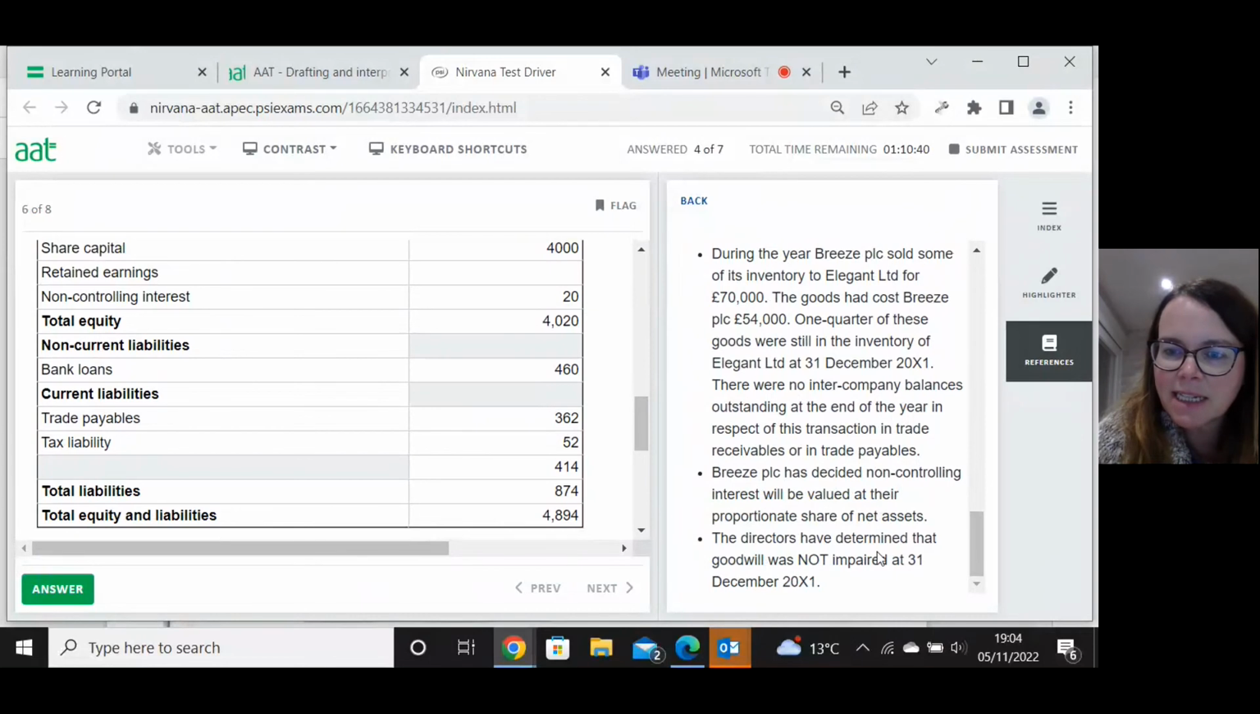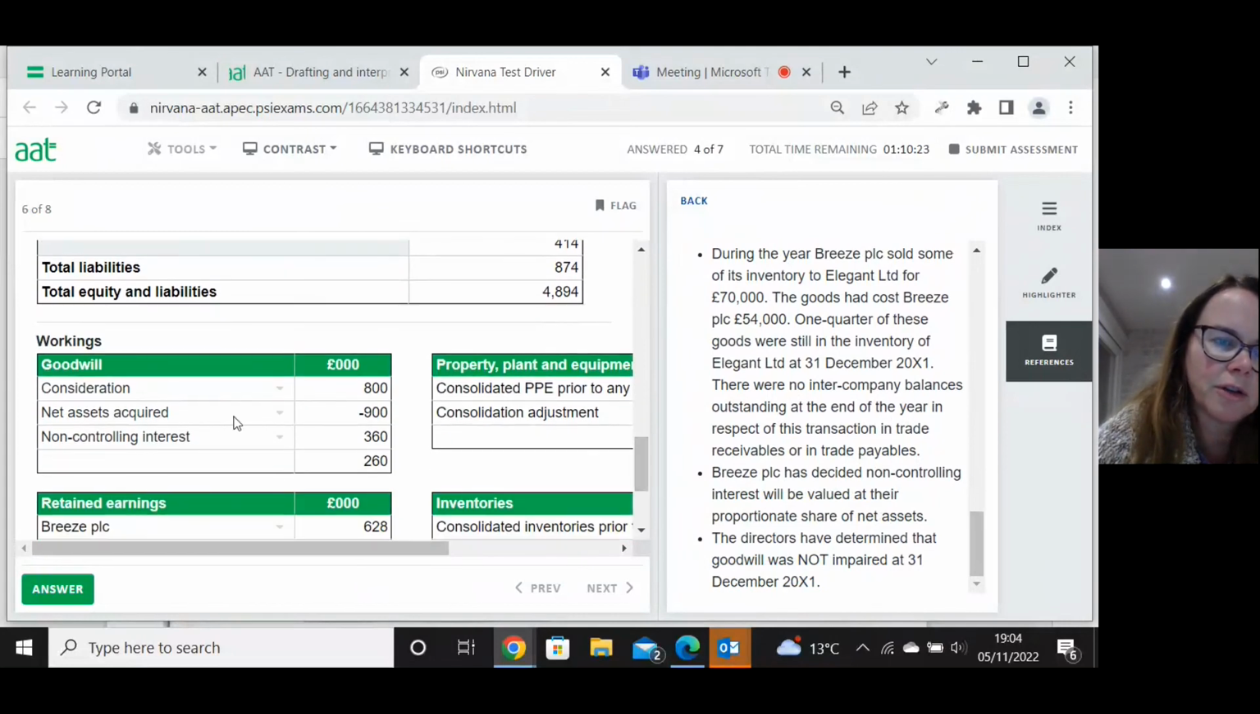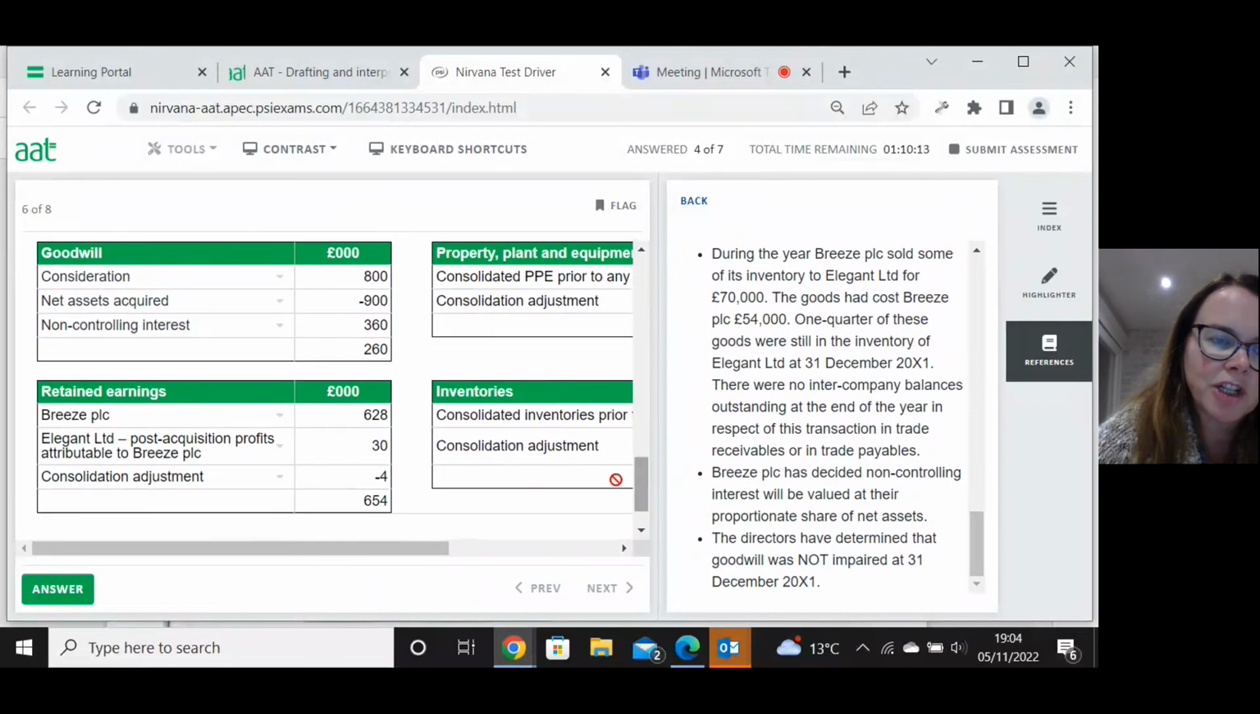And finally, the directors have determined Goodwill was not impaired. So remember, with acquired Goodwill, there has to be an annual impairment review undertaken. If there was deemed to be impairment, it would have reduced the Goodwill figure. So we would have had another subtract to do on the Goodwill working, and it would have reduced our retained earnings. So there would have been another subtract to do here as well, but we've got no impairment in this example.